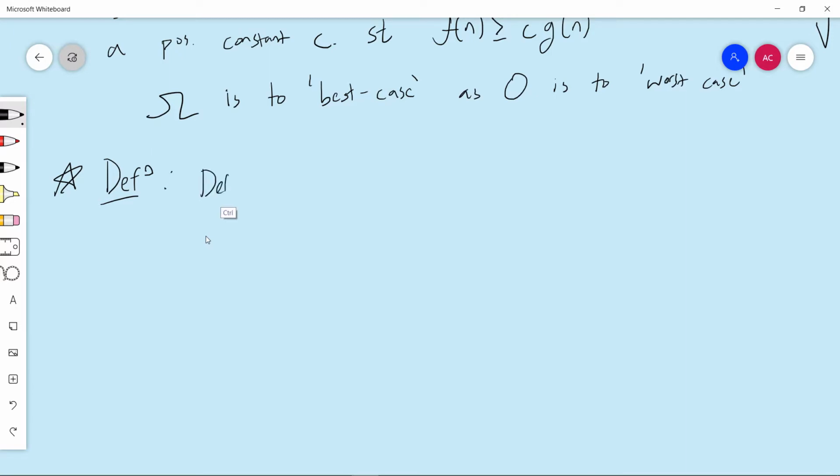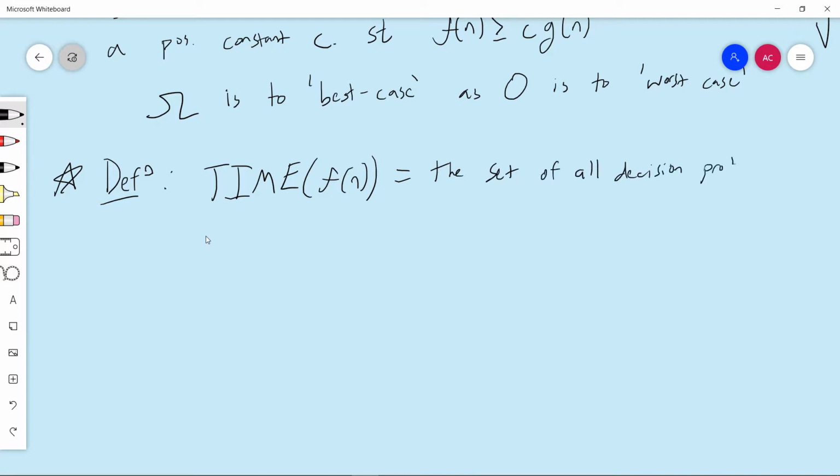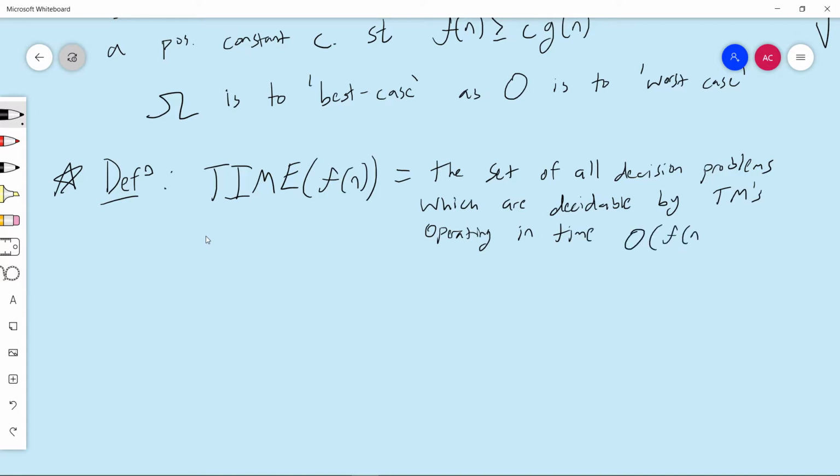Define. I've already written the definition. Time in all caps of f of n. This is going to be our first real complexity class. It's equal to the set of all decision problems which are decidable by Turing machines operating in time O of f of n.